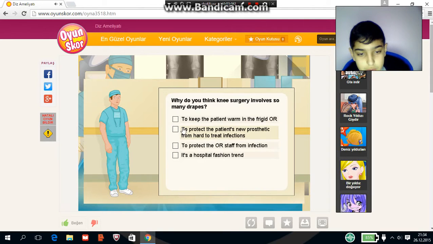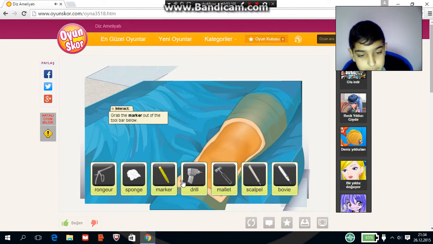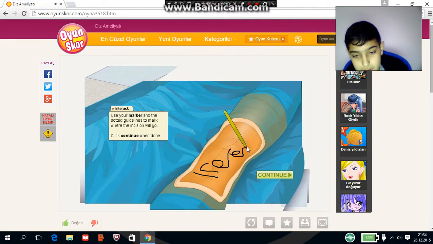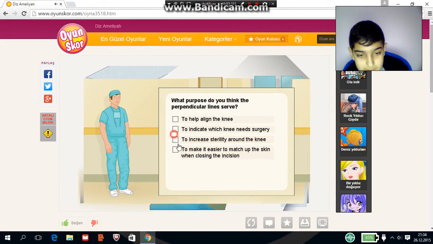Why do you think knee surgery involves so many drapes? Use the sterile marker to draw the location for our incision, and don't forget to mark the perpendicular lines too. Typically, the incision line is 6 to 7 inches long. What purpose do you think the perpendicular lines serve?